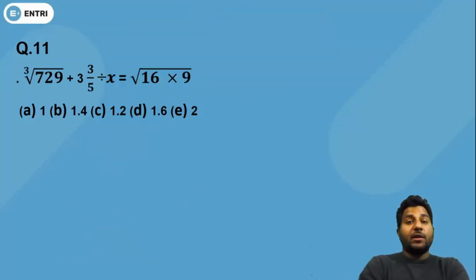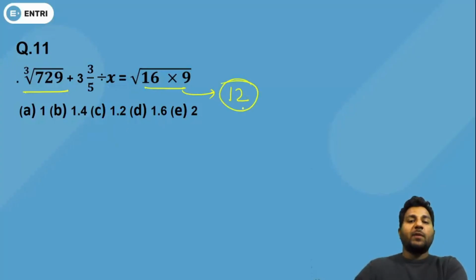Alright, let's have a look at the next question. The next question says: cube root of 729 plus 3, whole 3 by 5, divided by x, and square root of 16 into 9. You know that 16 into 9 is the square of 12.